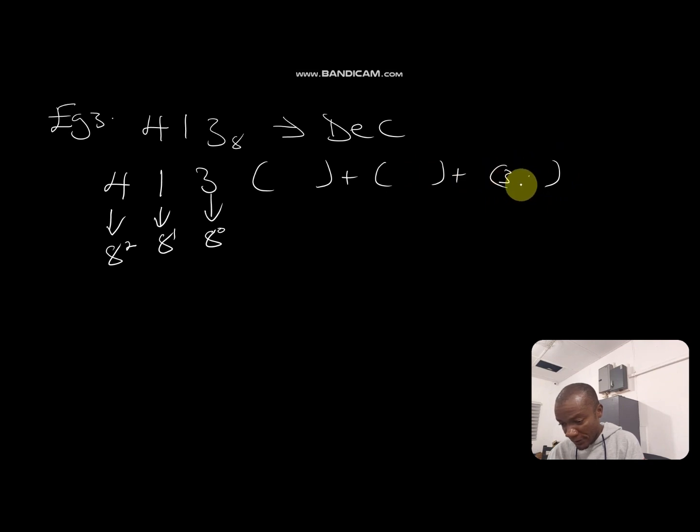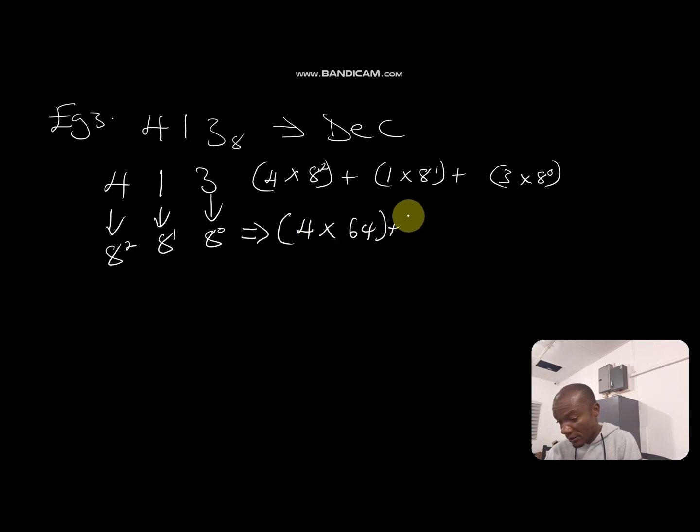So 3 times 8 raised to the power 0, 1 times 8 raised to the power 1, 4 times 8 raised to the power 2. So 4 times 8 raised to the power 2 is 64 plus 1 times 8 raised to the power 1 is 8 plus 3 times 8 raised to the power 0 is 1.